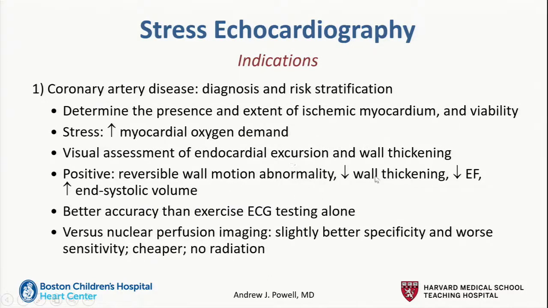And you can also look at wall thickening, ejection fraction, and the end systolic volume. If the end systolic volume is going up with stress, that's usually a sign of an abnormality. The reason you would do this is that one type of stress test is just to put people on a bike or a treadmill and look for EKG changes alone. But if you couple that type of stress with imaging as well, that leads to better accuracy for the detection of coronary artery disease. So stress with imaging, better accuracy than a stress test with EKG alone.